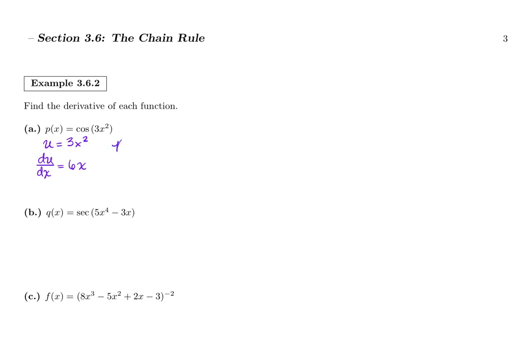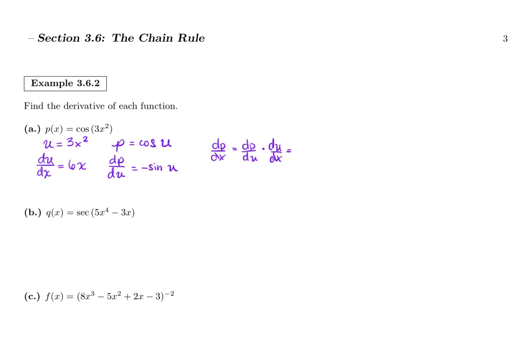Then p in terms of u would be cosine of u, and we look at dp du. The derivative with respect to u of cosine of u is negative sine of u. And then the derivative we're looking for is dp dx. The way we find dp dx is dp du times du dx. In a rudimentary way, we can look at it as two fractions where the du's cancel out and we're left with dp dx. It's a little more complicated than that, but that's probably the easiest way to remember it.